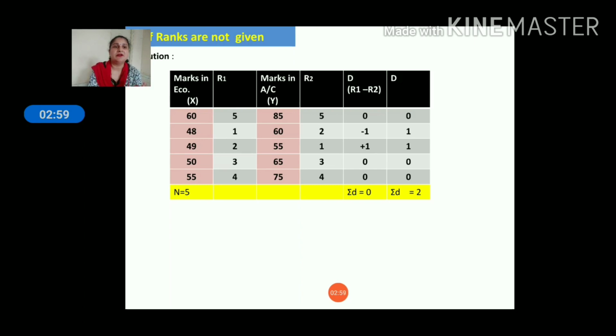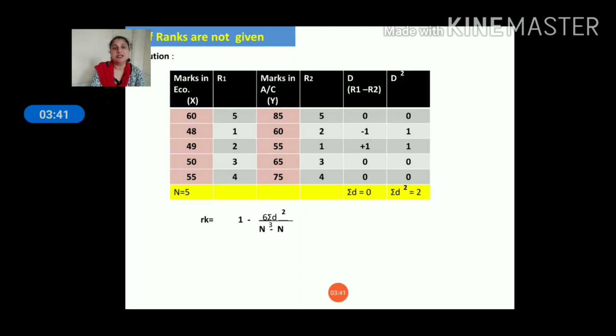Now the next step is we have to take the square of this. What is the square of 1? 1. Though it was minus 1, on squaring it became plus 1. The sum of this, what did it give us? That is 2 only. Summation D square we got 2 only. Now we will apply the formula. The same formula will come which we used when ranks were given. That is Rk is equal to 1 minus 6 summation D square upon N cube minus N.